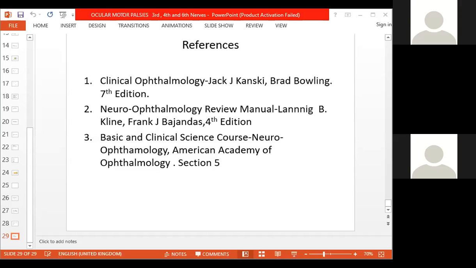So let's see the next one. Is the cranial nerve 6 affected with trauma? There are a lot of complications when someone was involved in an accident. Others fail to look to the sides.